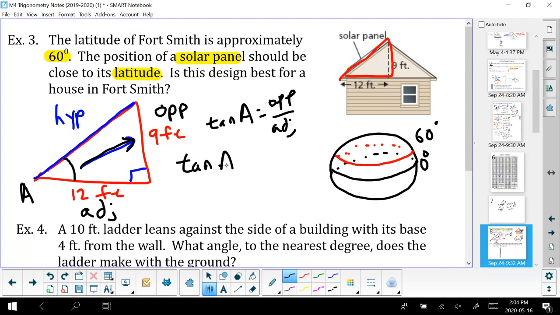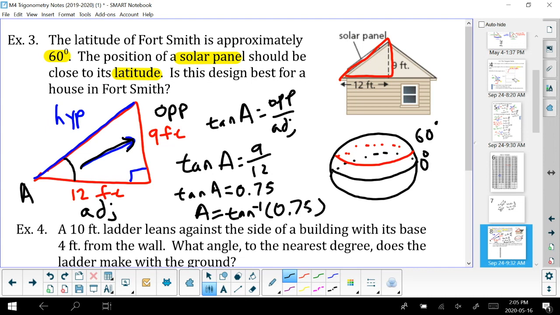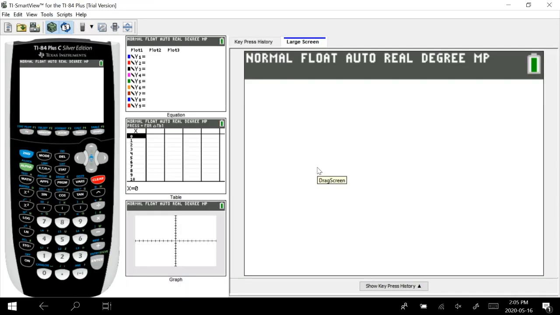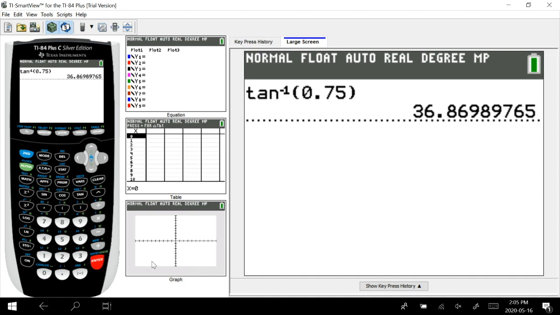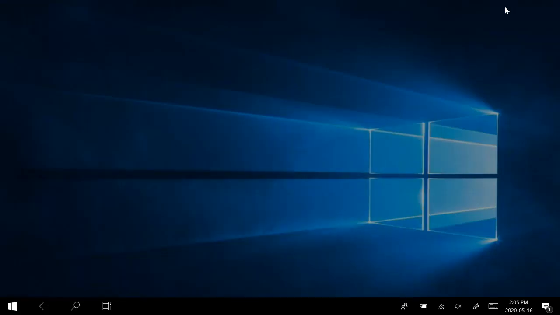So tangent of A is equal to 9 over 12, or if we simplify it, that's going to be 0.75. And if we take the inverse tangent of both sides, we get the inverse tan of 0.75. Let's go ahead and punch that into our graphing calculator. So second tangent, 0.75. And that's equal to about 37 degrees once we round up.